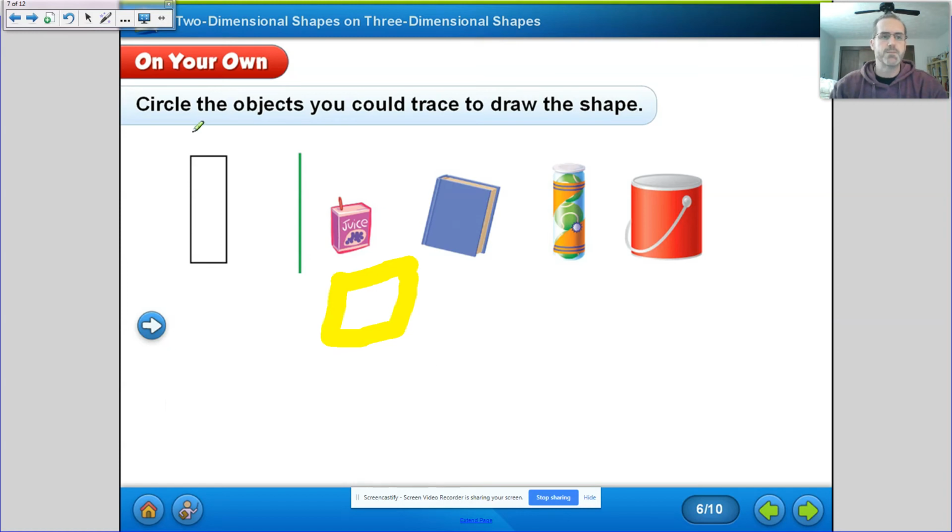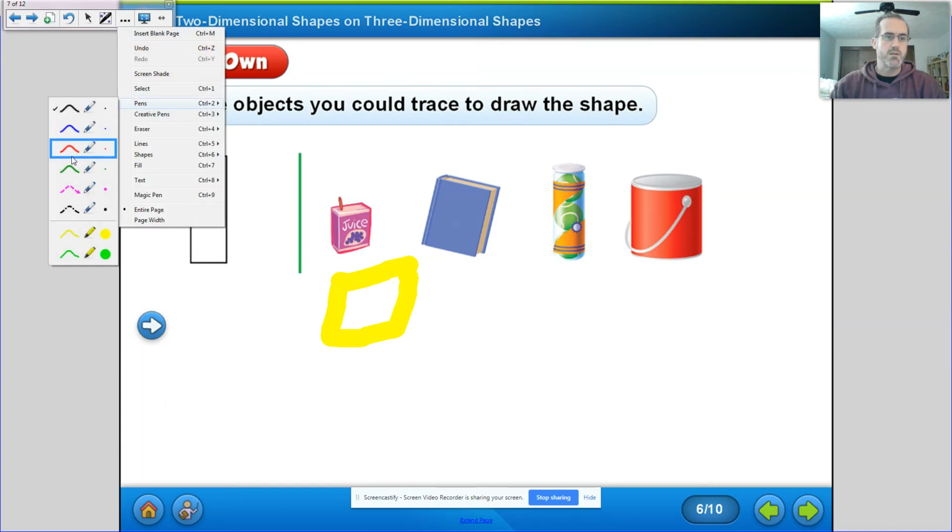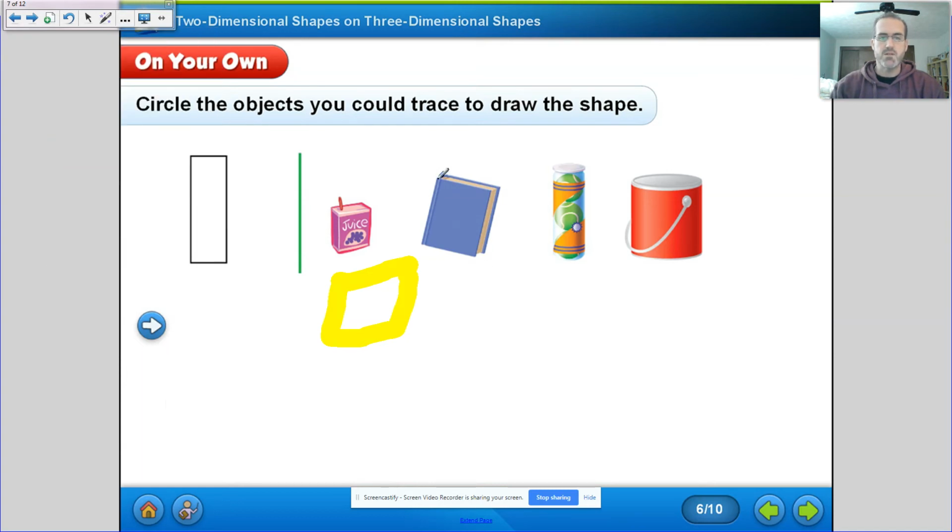How about this book? If we laid a book down flat and traced the outside of it with a pencil, it would be a rectangle, right?